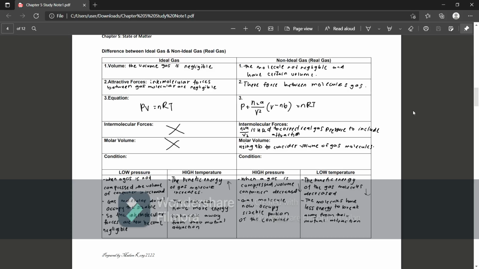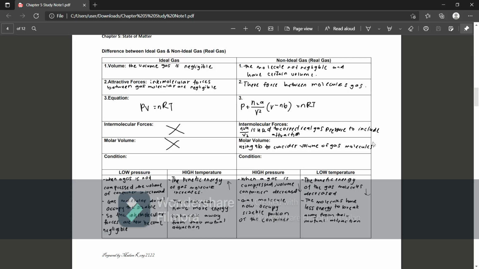There is no intermolecular force for an ideal gas, and molar volume. For a non-ideal gas, n squared a over V squared is used to correct the real gas pressure to include attraction. For molecular volume, using nb to consider the volume of gas molecules.